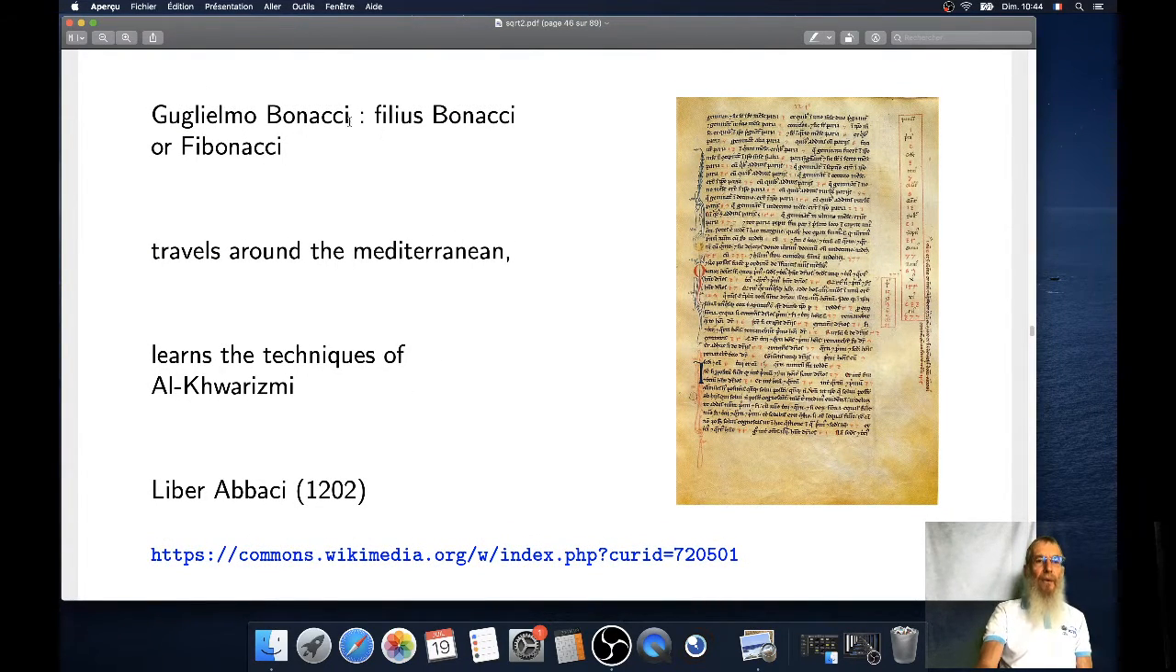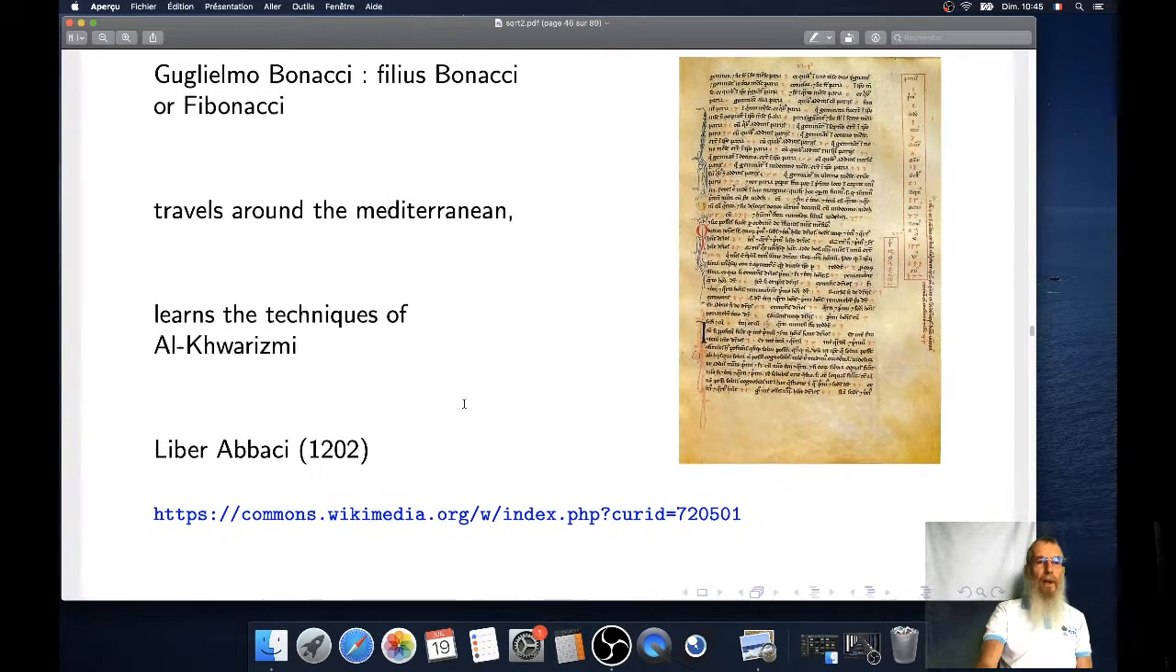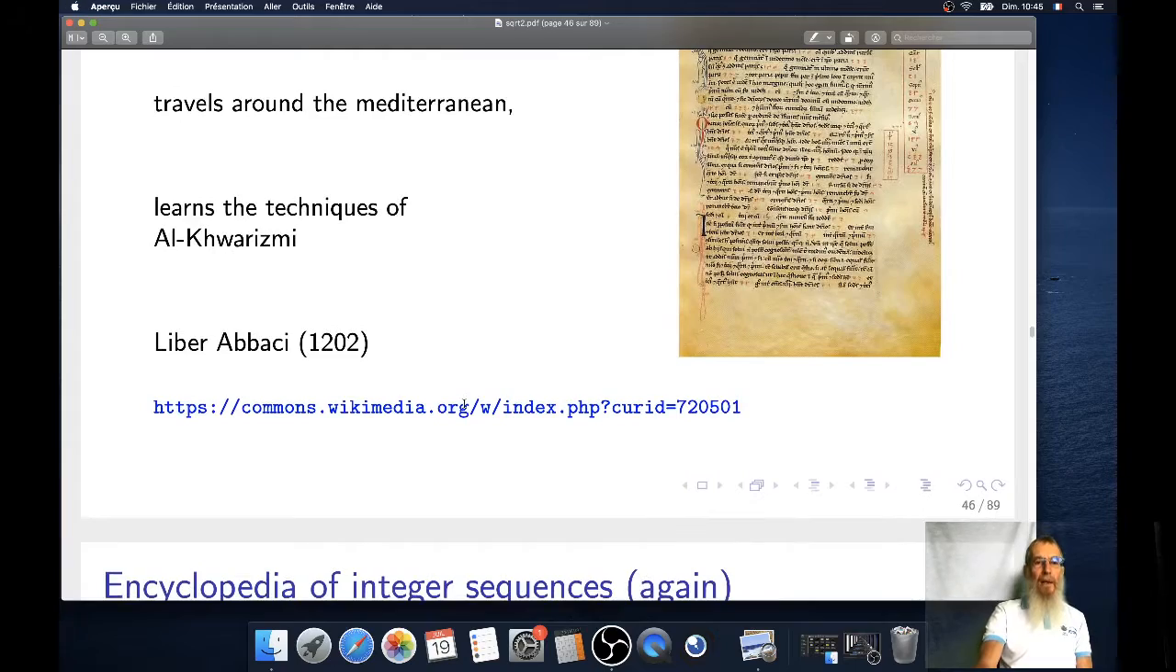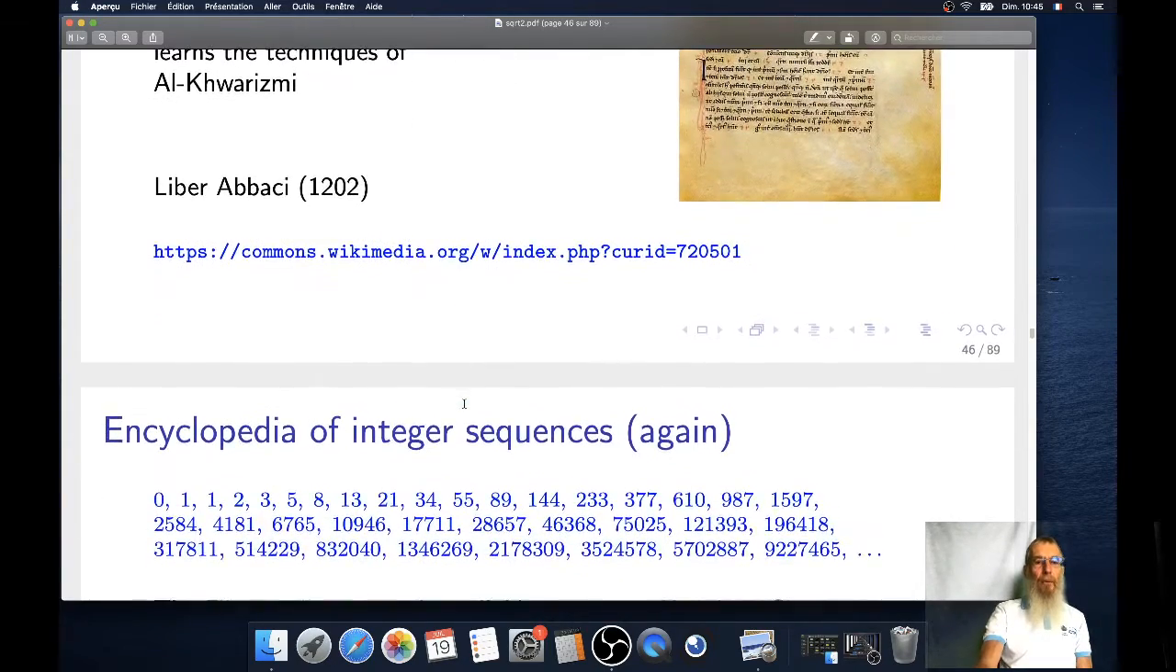Fibonacci means that he was the son of Bonacci, who traveled around the Mediterranean. So both the father and the son traveled together. And Guglielmo Bonacci, the son, learned the technique of Al-Khwarizmi from the Arab people who were traveling and shopping with his father. And so he wrote this Liber Abaci in 1202.